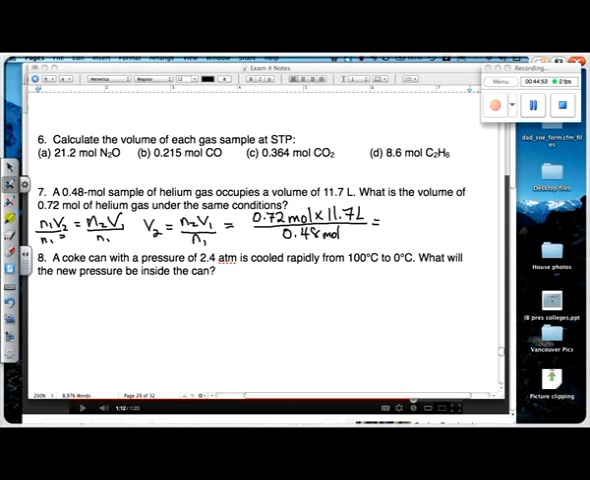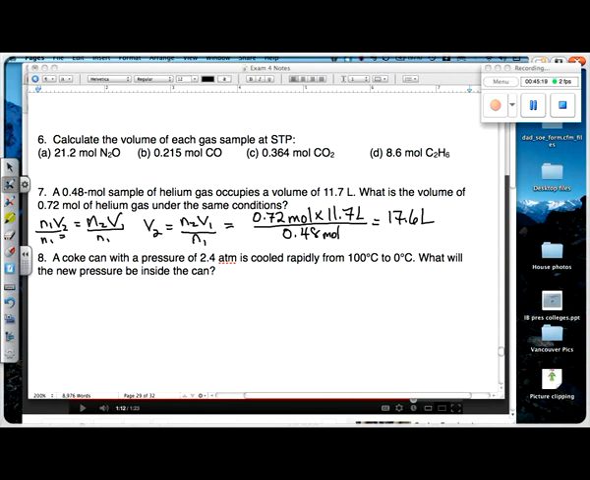So 0.72 times 11.7, and then divide that by 0.48. So our amount went up and our volume did as well. So 17.6 liters. All right, so that's Avogadro's law.